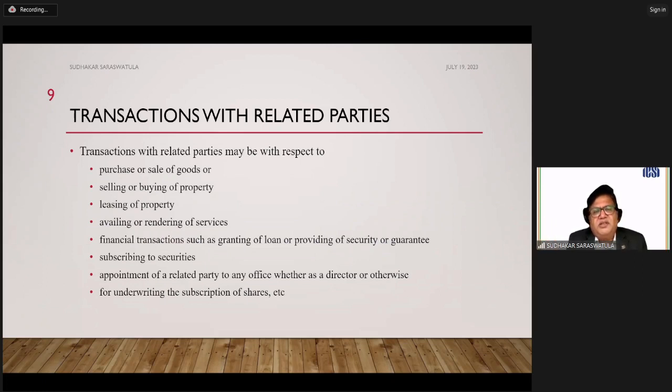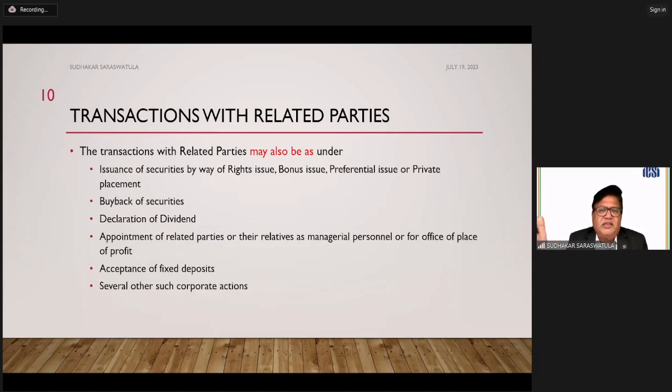Certain transactions may trigger 188, and all the transactions necessarily trigger 177 compliances. Apart from the above, there are certain other transactions which may also be with related parties, like issuance of securities by way of rights issue, bonus issue, preferential issue, or private placement, buyback of securities, declaration of dividend, appointment of related parties or their relatives as managerial personnel, acceptance of fixed deposits, and several such other corporate actions. Wherever such corporate actions take place across the company, compliance with 188 may not be required.